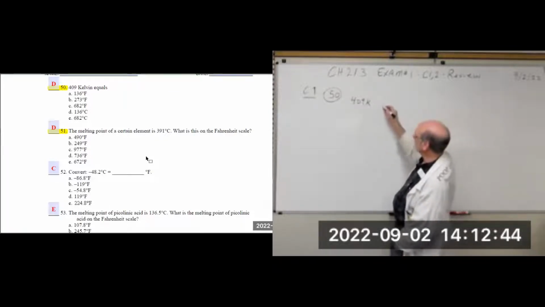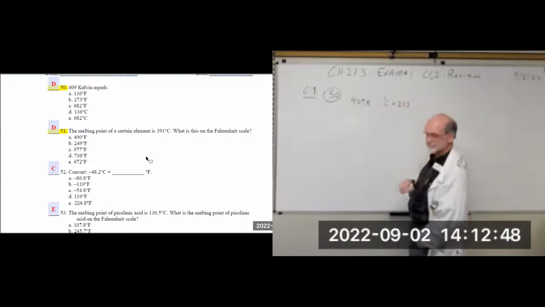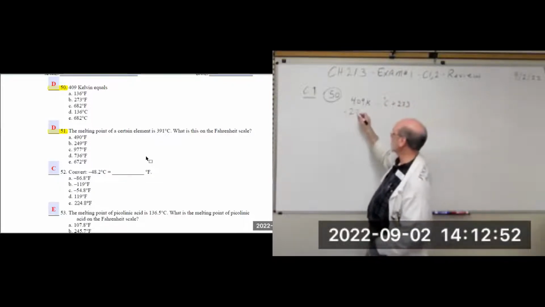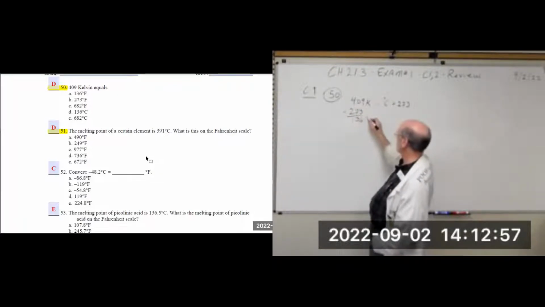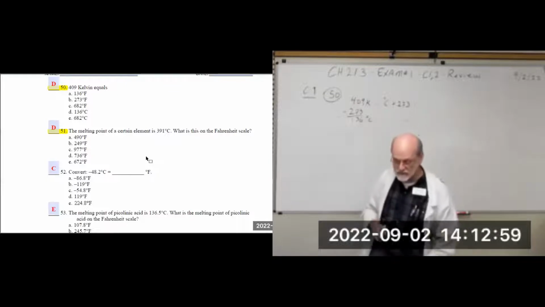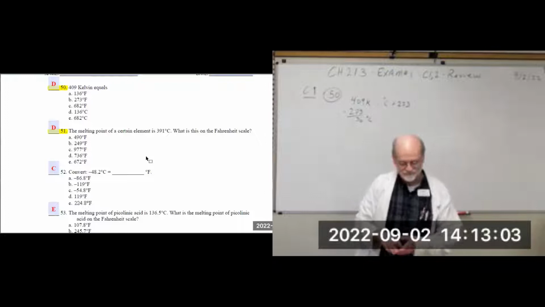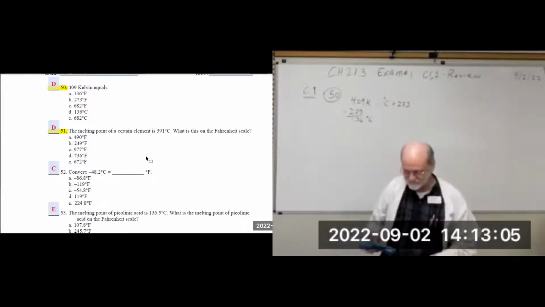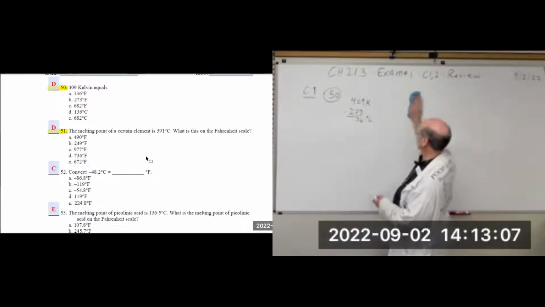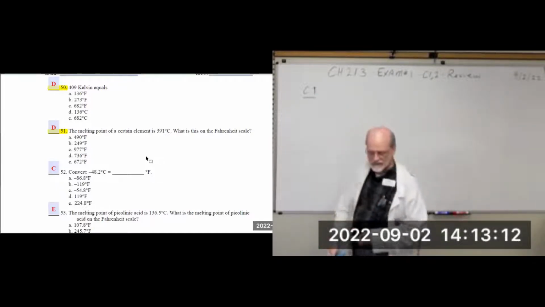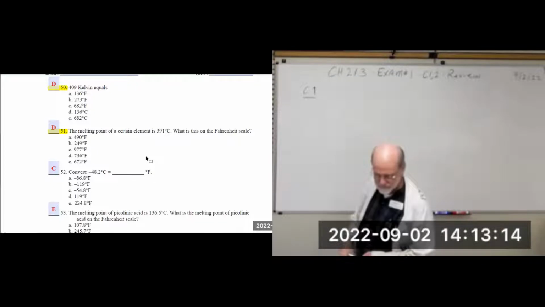So Kelvin is equal to Celsius plus 273, correct? So that means Celsius would be this one minus 273. 631 degrees Celsius. Is that one of our answers? Yep, D. So we're done. It took what, less than a minute? 51.